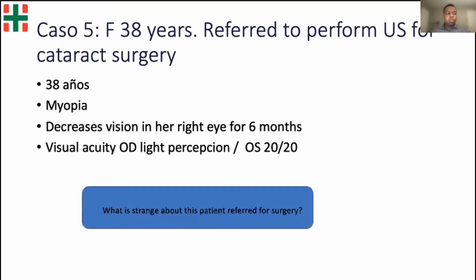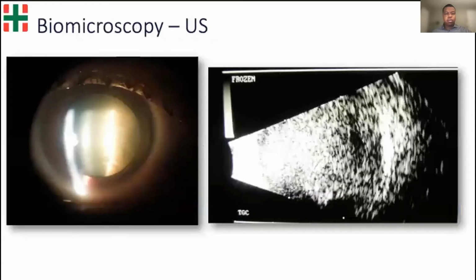Ahora bien, ¿qué es lo que nos resulta llamativo en el interrogatorio de esta paciente derivada para evaluar cirugía de cataratas? Primeramente, además de la edad, no tenía ningún antecedente ni de trauma, ni de corticoides, nada que pudiera hacer sospechar que podría tener una catarata. Esta era la biomicroscopía y el ultrasonido. Fíjense, en la biomicroscopía no se ve el cristalino con mayor opacidad, sino que es como más posterior. Y vemos toda una lesión, casi ocupando toda la cavidad vítrea, algo más heterogéneo.